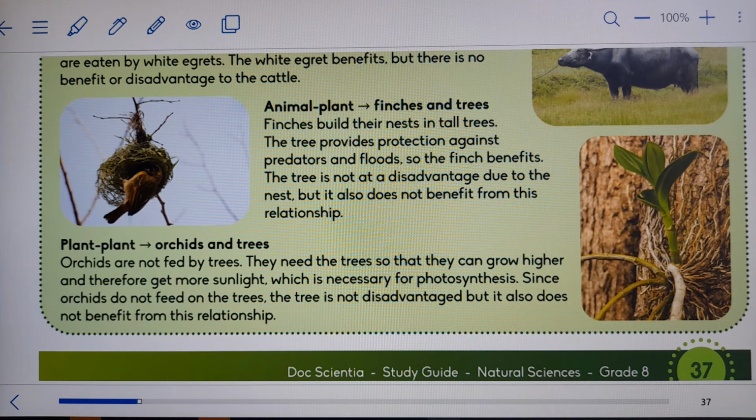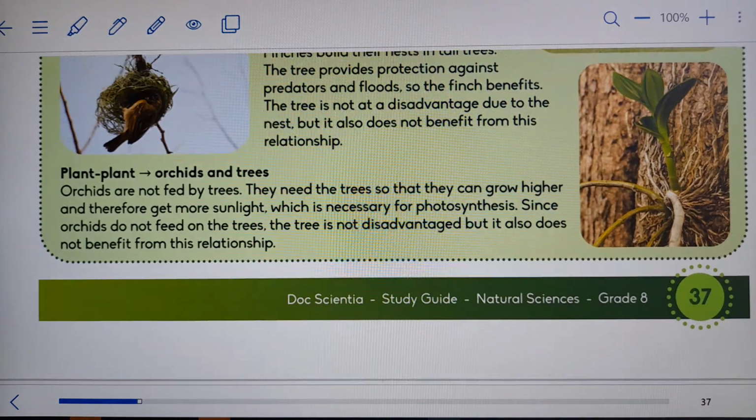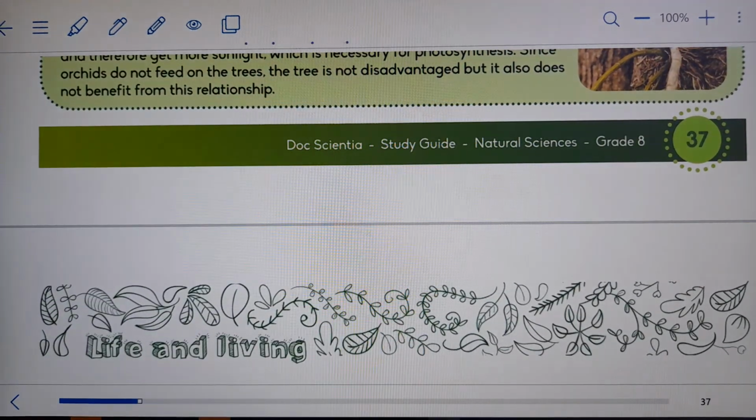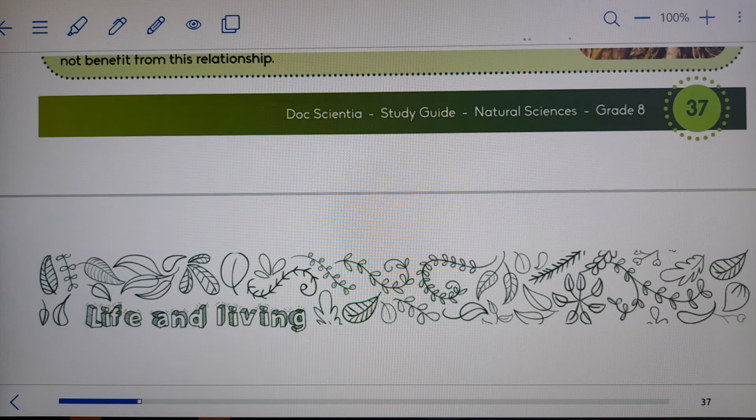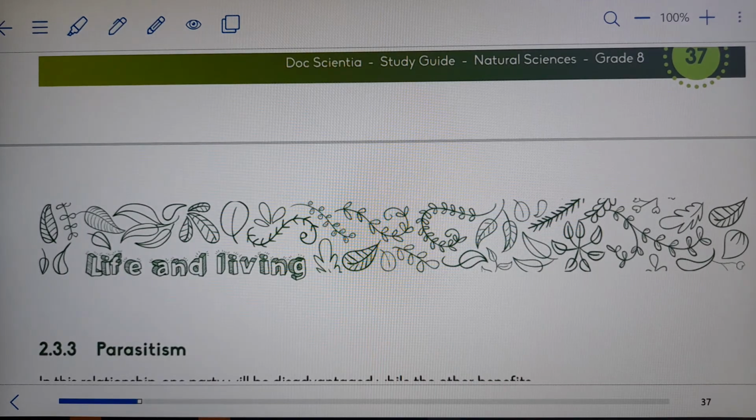So you need to be careful of the relationships that you get involved in. I'm not talking about whatever you are thinking. I'm talking even about friendship relationships. Is it mutualism? Is it commensalism?